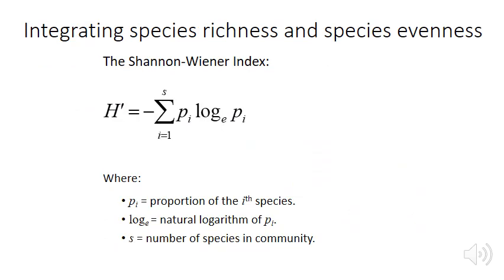The most famous and commonly used model that integrates species richness with species evenness is the Shannon-Weiner index, and that's calculated by this equation below that calculates H, this integrated measure of diversity. Here pi is the proportion of each species in the community, and log E is the natural logarithm of pi.